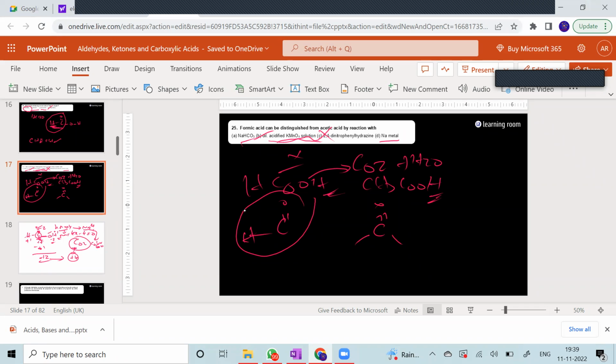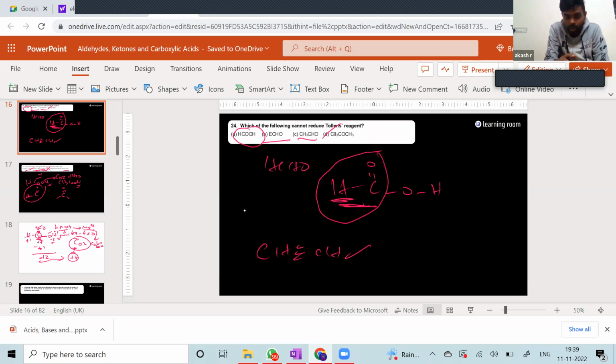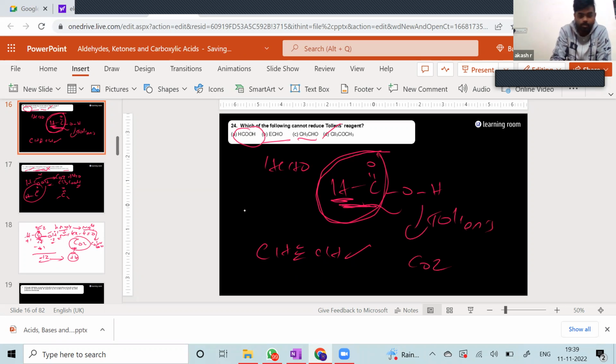Sir, but aldehyde is present in HCOOH, right? Actually, the previous one, I just wanted to explain to you. But the main reason why it is able to give the Tollens test is not because it is having a CHO group. Why is it happening? Because your Tollens reagent is also going to be a mild oxidizing agent. So when I add Tollens reagent to this, it is going to give me CO2, and in that process, your silver is going to get precipitated.